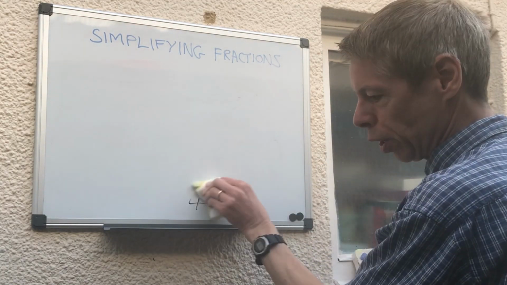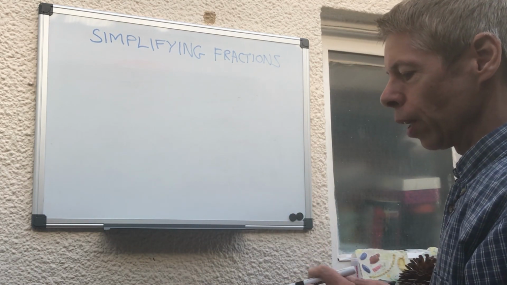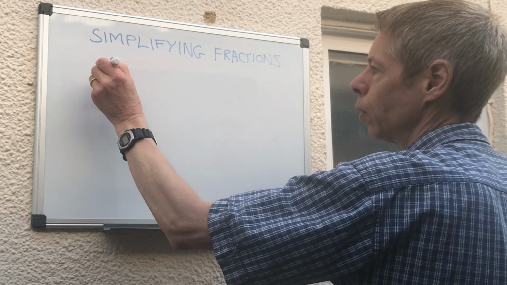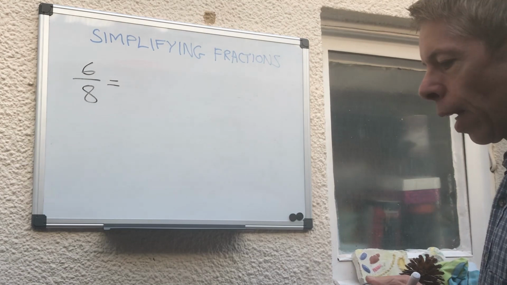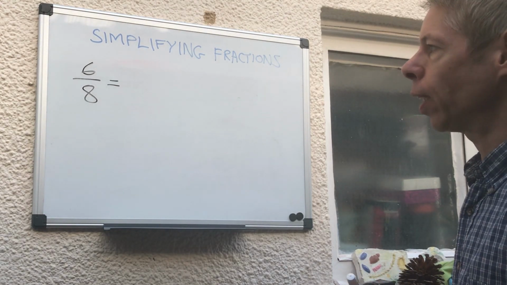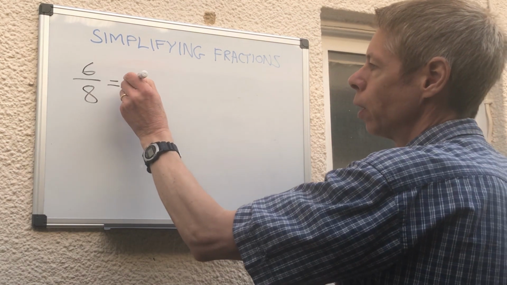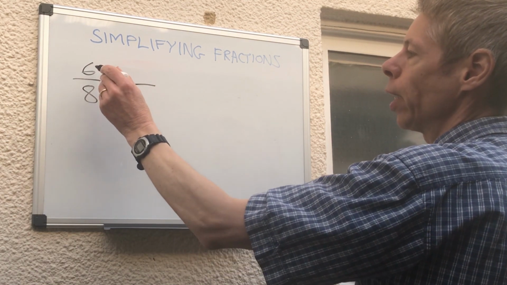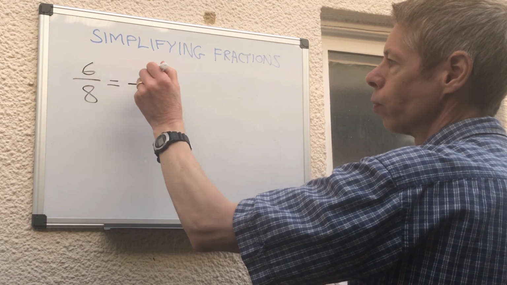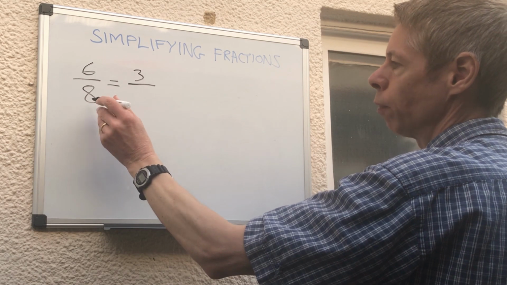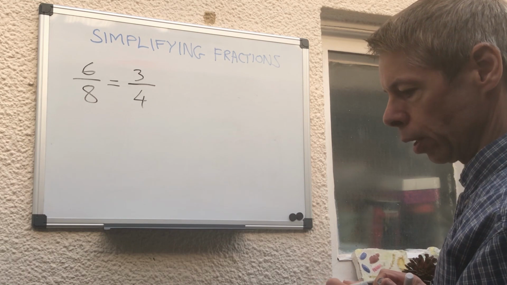Okay, so these are the questions for you. There's just going to be 4 questions, and I'll just give you a few seconds. As soon as it goes up on the board, the first one is 6/8. Work out what that one would be if you simplified it. Okay, so hopefully you've done this one by now. Because we realise they're both in the 2 times table, we're going to halve them. Half of 6 is 3, half of 8 is 4. So 6/8 simplified would be 3/4.